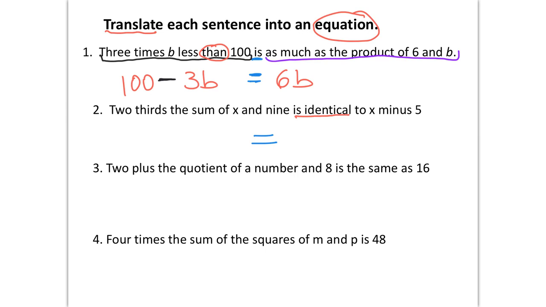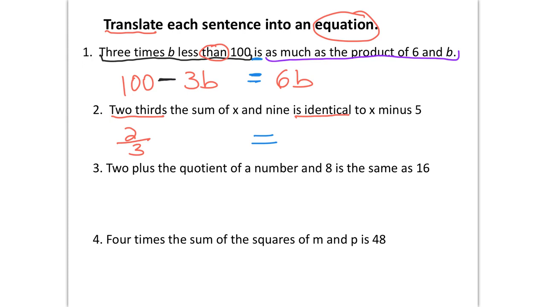So let's go ahead and look on the left side of that word is identical. On the left side, I have 2/3 the sum of x and 9. So we know we're going to have a fraction, 2/3. Let me just underline that, 2/3 is right here, 2/3. And I do have the sum, 2/3 the sum of x and 9. So I'm going to have to add x and 9. I'm not going to change the order because I don't have the word then, but I'm just going to add x plus 9.